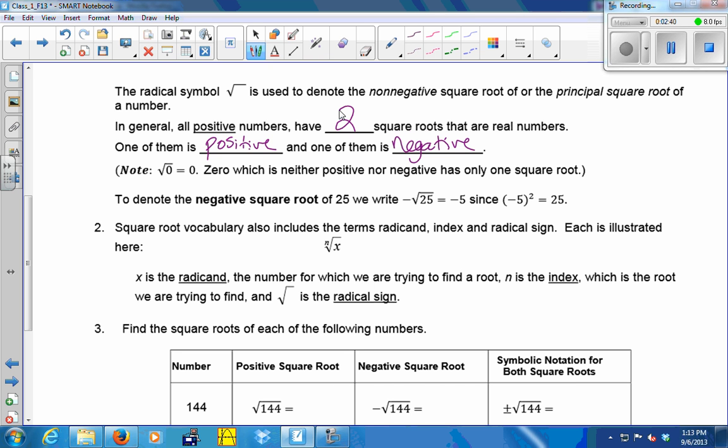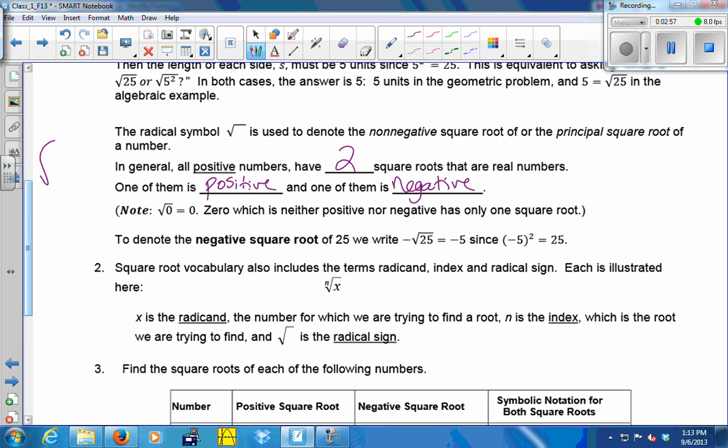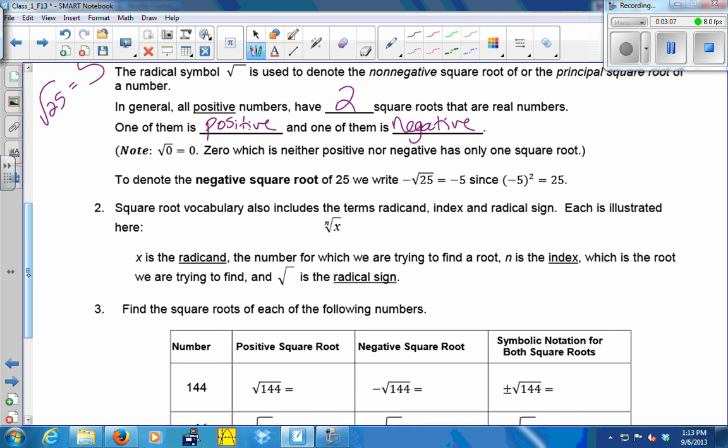So when I write the square root symbol, I'm using that to ask you for the positive square root. In general, every number has 2 square roots, but that radical sign is a symbol that means the positive square root. So I would write that the square root of 25 is what? 5. Yeah, good. To denote the negative square root, you put a negative sign in front of the radical. So I would write the negative square root of 25 is negative 5.